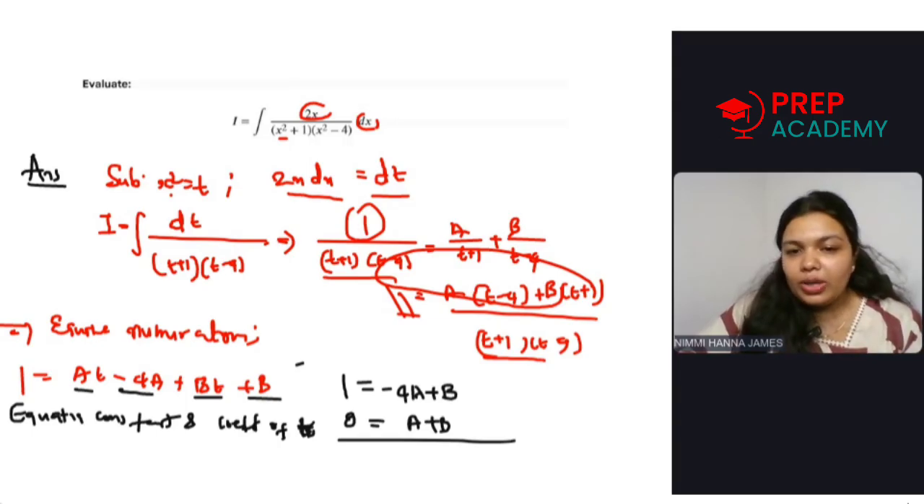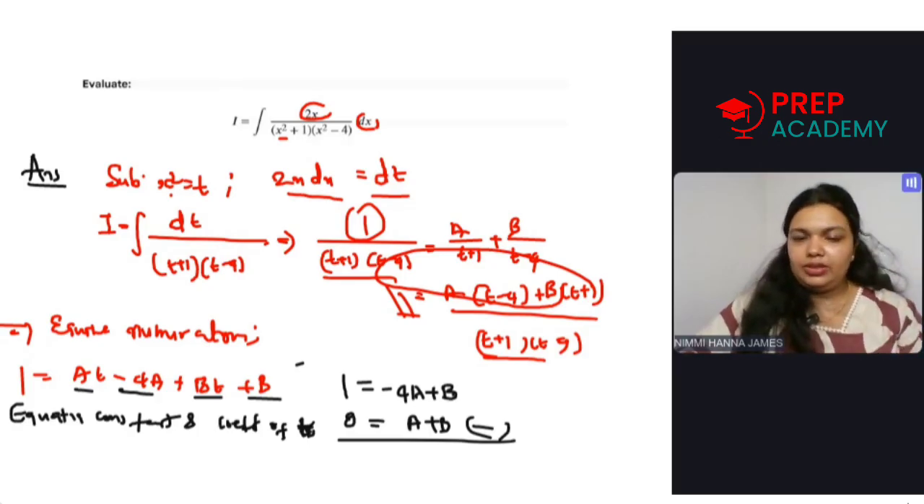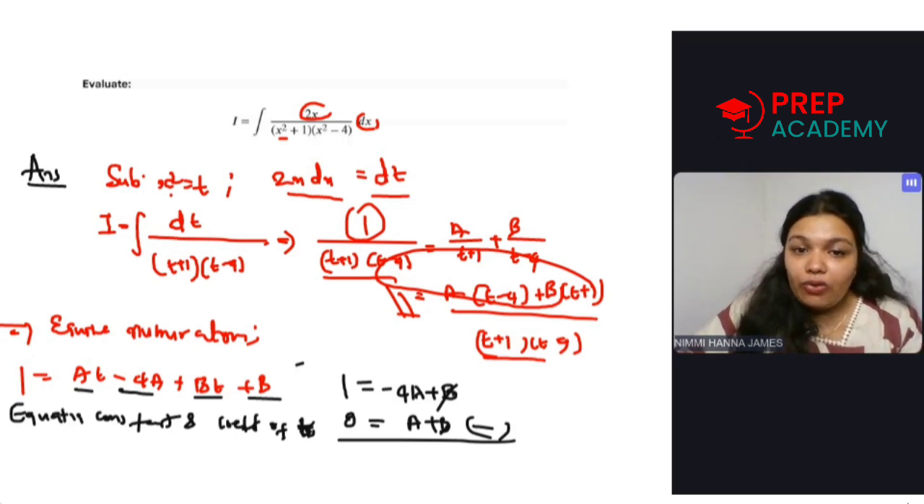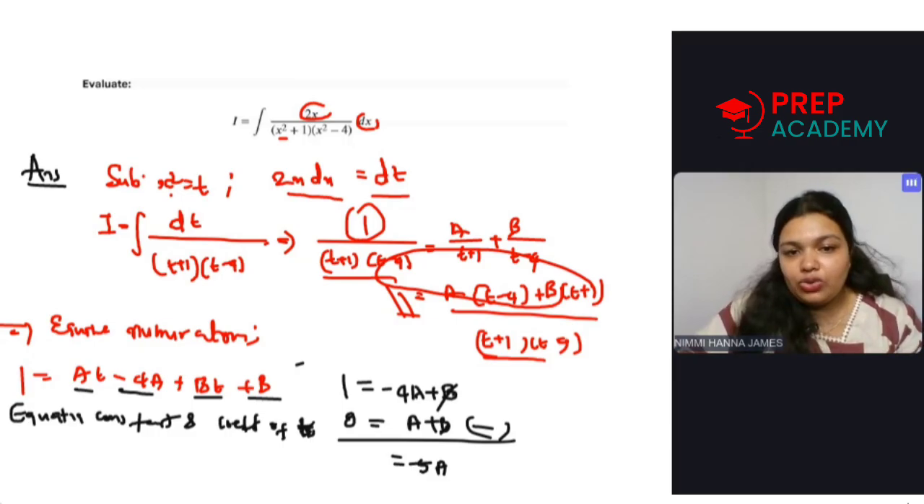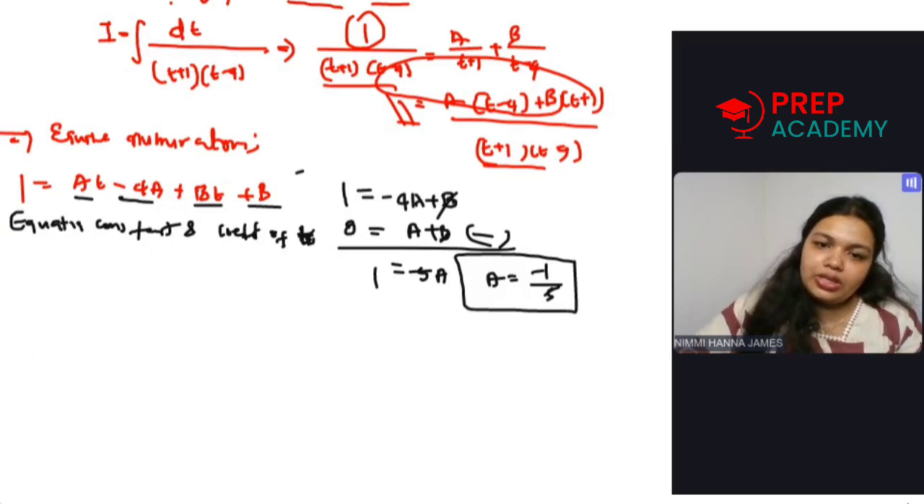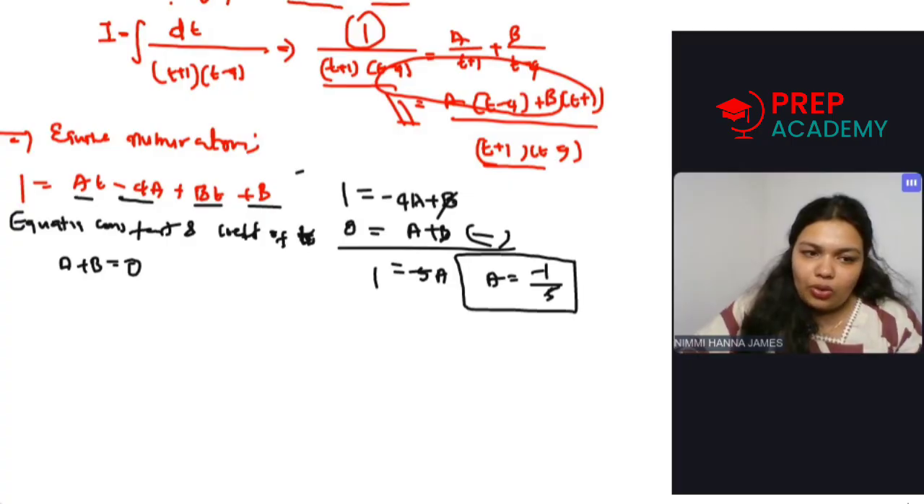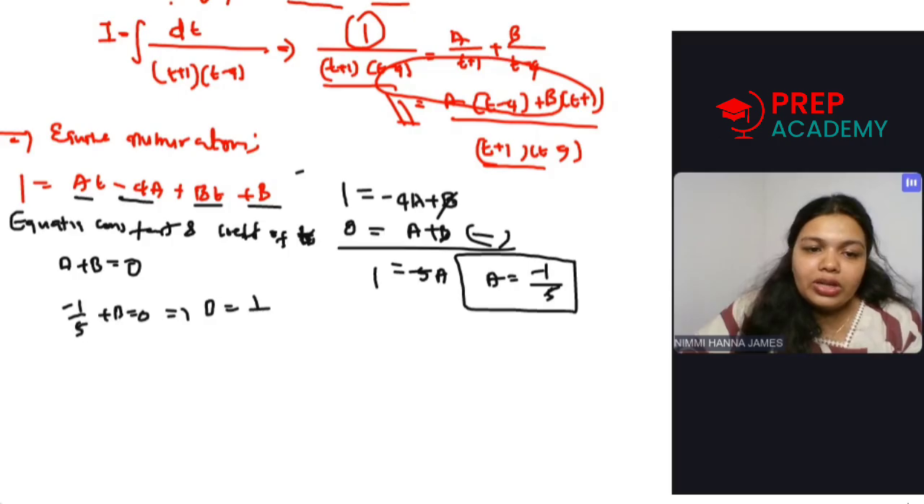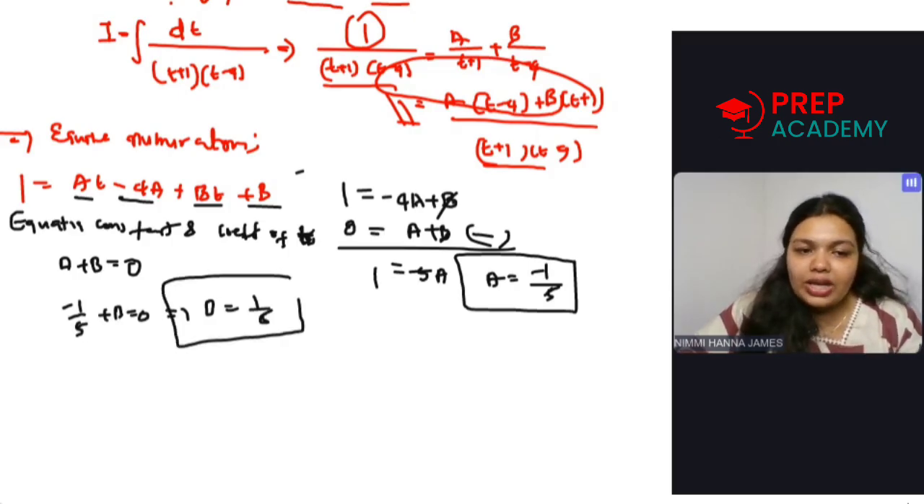Okay, a plus b. So now we got two equations. We have to solve them somehow. b has the same coefficient in both, so I'm subtracting these two equations, just applying the usual elimination method. This b and b will get cancelled. So minus 4a minus a is minus 5a, and 1 minus 0 is 1. So we get a is equal to minus 1 by 5. Now substituting this minus 1 by 5 in one of the equations, a plus b is equal to 0, we get minus 1 by 5 plus b is equal to 0. That means b is equal to 1 by 5, since the minus goes to the right side and becomes plus.